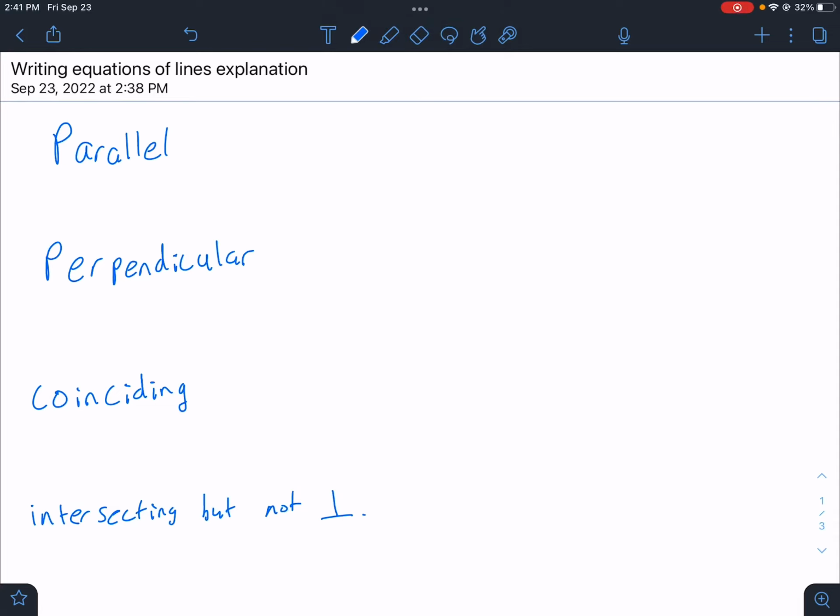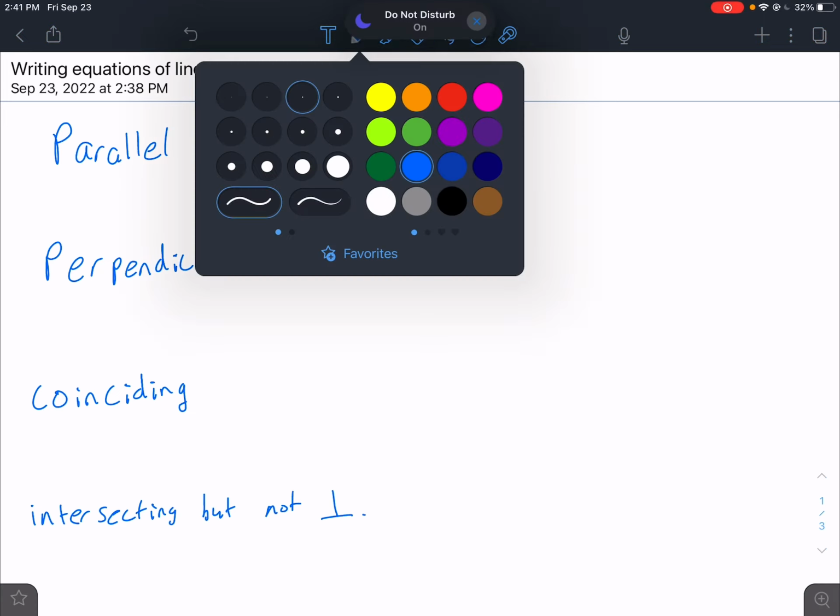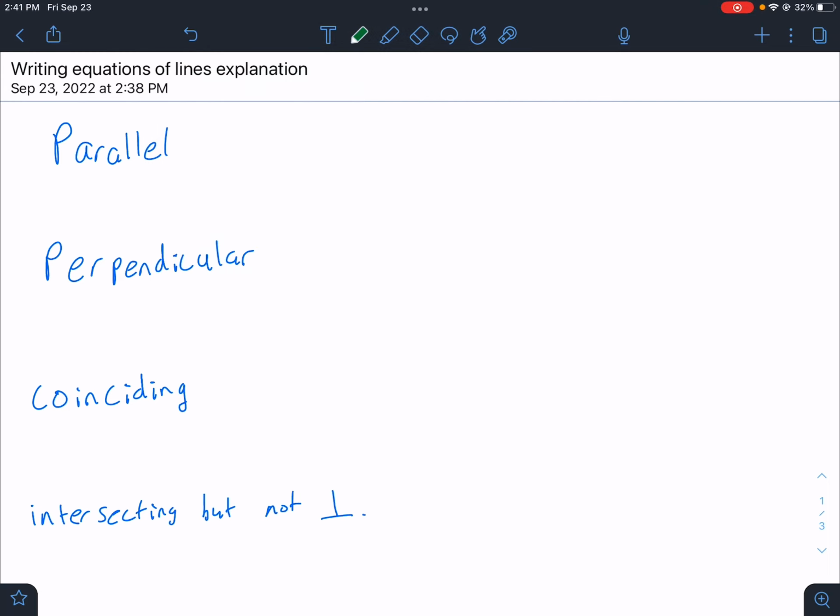All right, guys. So we have to know how to write the equations of lines. And we're going to talk about that plus some other vocabulary and how to recognize it. All of this is in reference to a 2D coordinate plane. So let's talk about the first one, parallel lines.